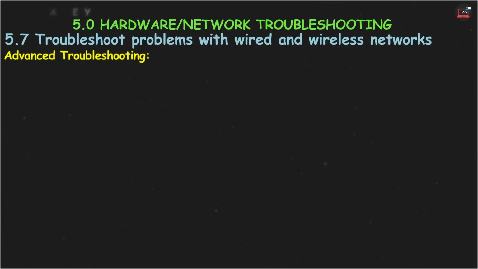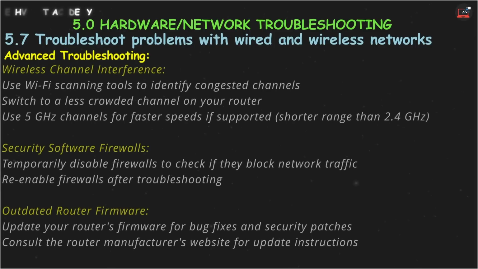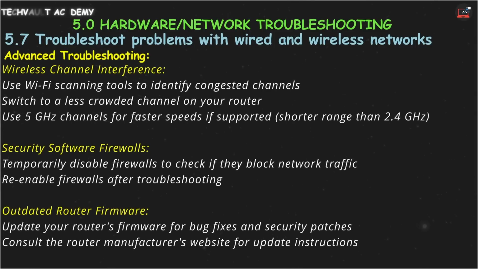Advanced troubleshooting, wireless channel interference. Utilize Wi-Fi scanning tools to identify congested channels and switch to a less crowded channel on your router. Consider using 5 GHz channels for faster speeds if your devices support them. 5 GHz signals have a shorter range than 2.4 GHz channels.